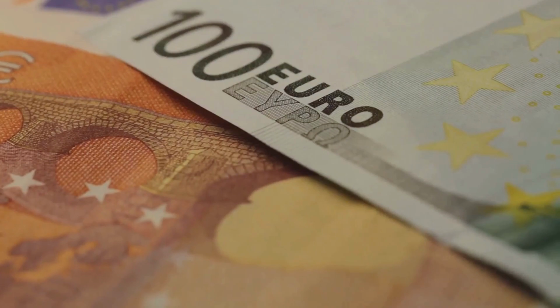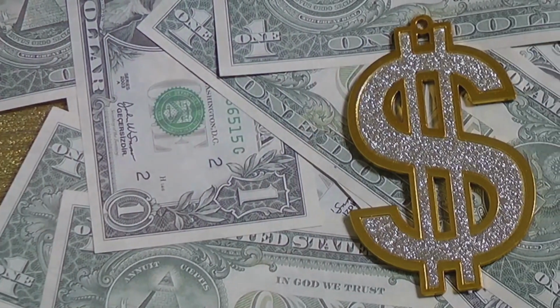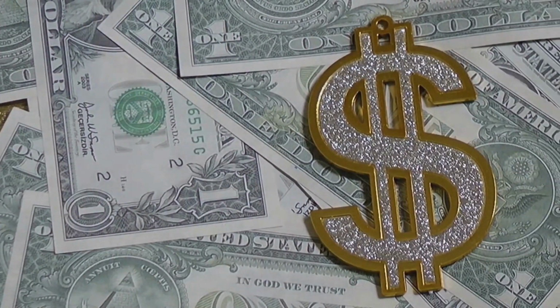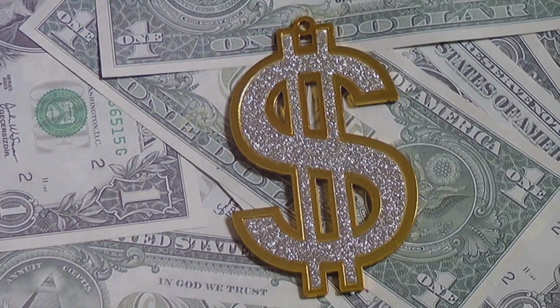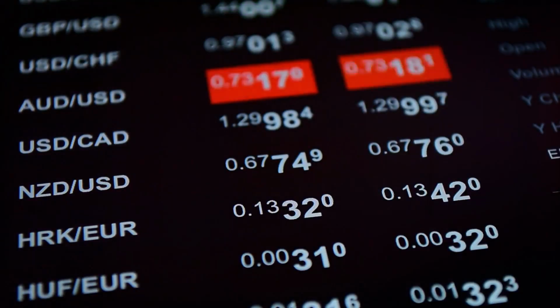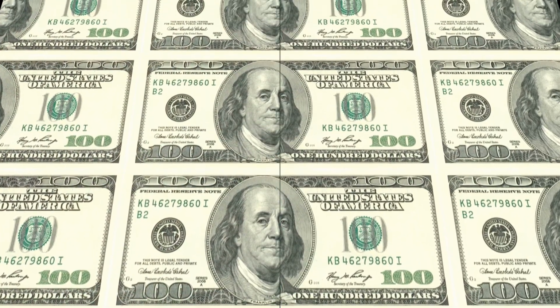Next up is the quote currency. This is the second currency listed in the pair, representing the value at which one unit of the base currency can be exchanged. In our previous example of EUR/USD, the US dollar is the quote currency.